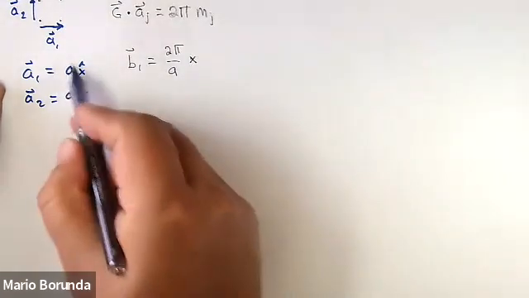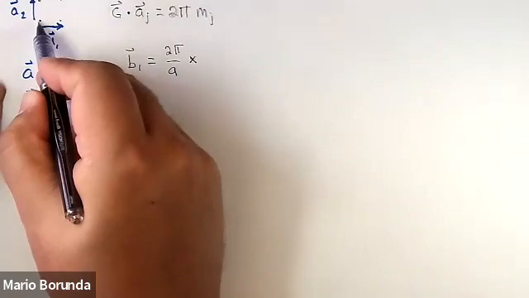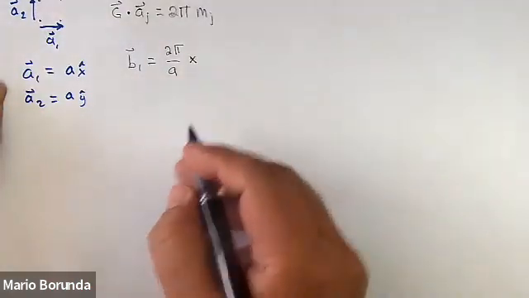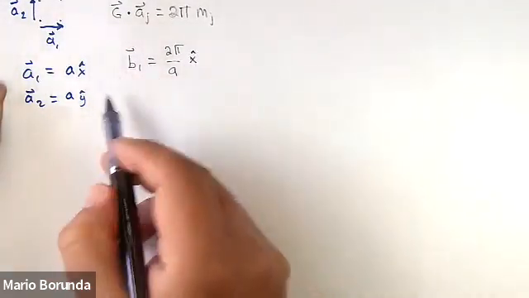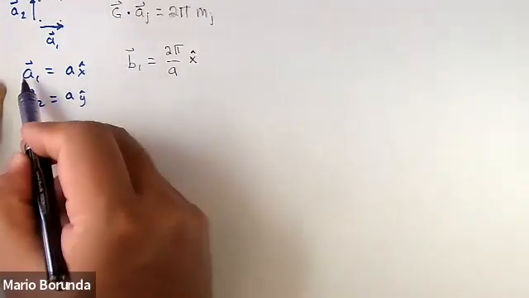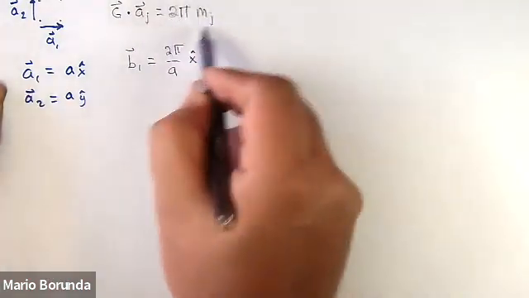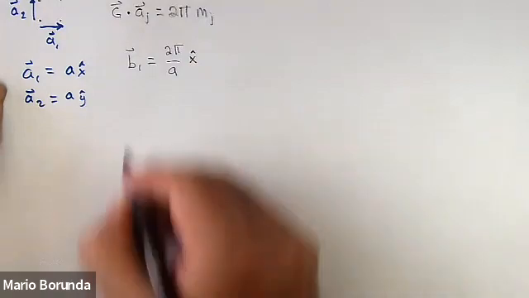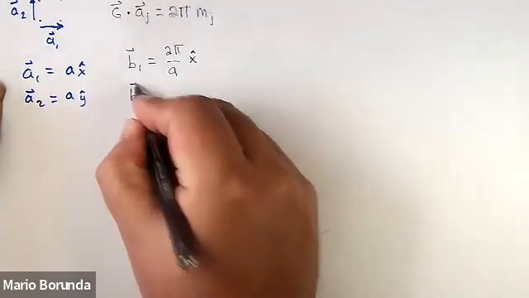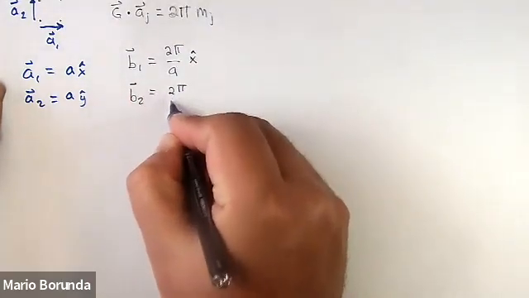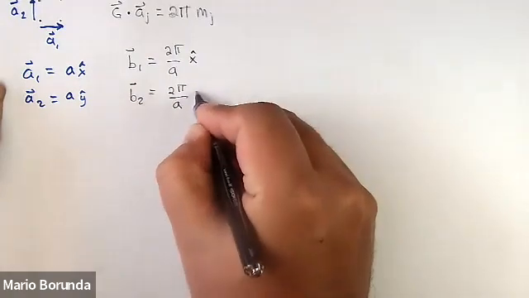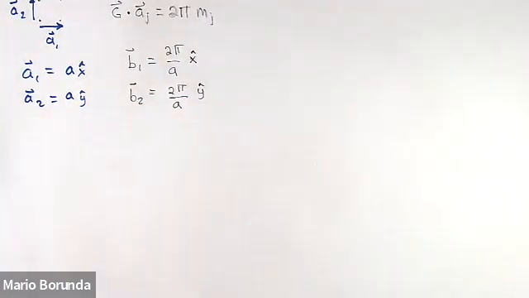And this A is the distance from here to here, and here to here, because this is a square lattice. And this would be in the X direction. And then we see that B1 dotted with A1 gives us 2 pi. And then we can do the same for the other one. It's just like the previous one, but this one is in the Y direction.